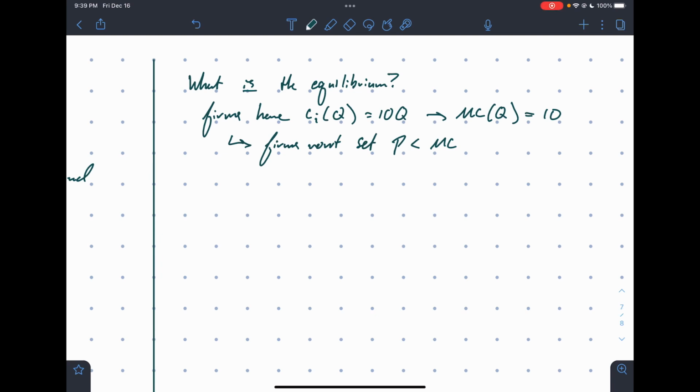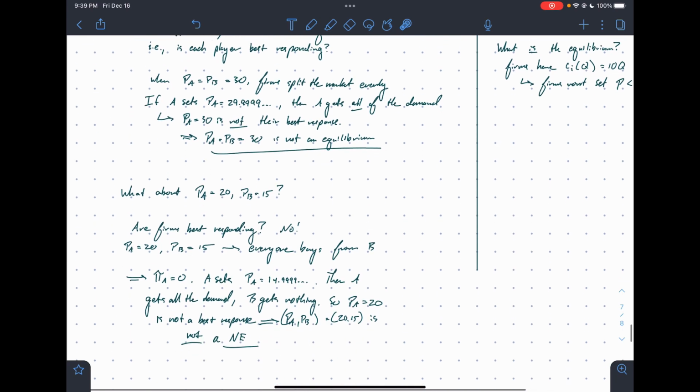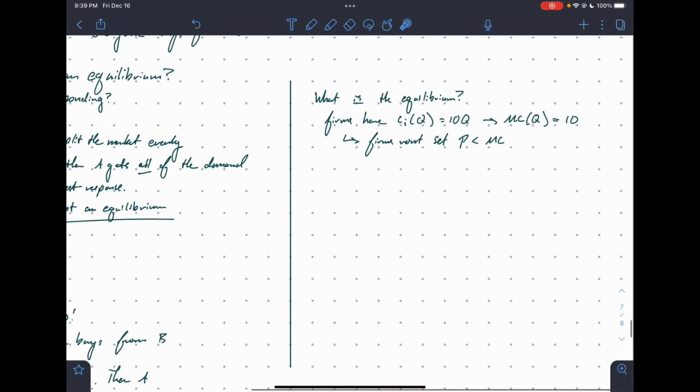Okay, but we've shown that if one firm sets a price greater than marginal cost, the other firm has an incentive to undercut. See, if price of B is 30, then A can undercut ever so slightly and get all of the demand. And then similarly, if A were to set a price of 30, B could undercut by setting a price of 29.999. So players kind of bid themselves down to their marginal cost.